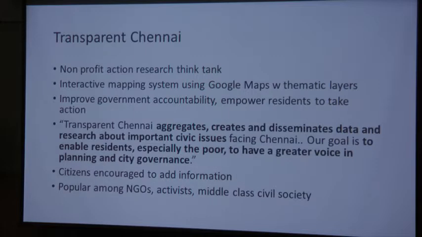And I'm just going to show some examples of that. Here's Transparent Chennai, which is a nonprofit action research think tank. They've developed an interactive mapping system. They actually had funding from Google, and they used Google Maps with thematic layers. The goal is to improve government accountability and to empower residents to take action.